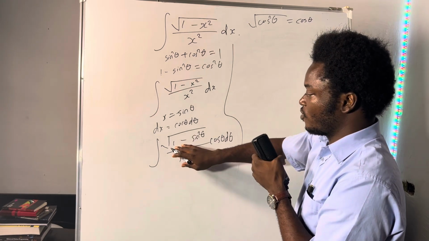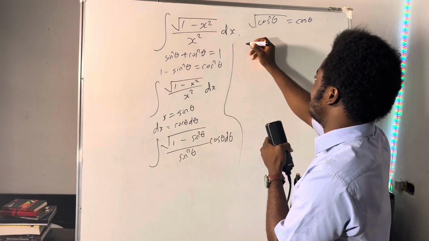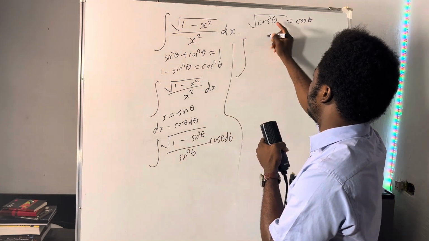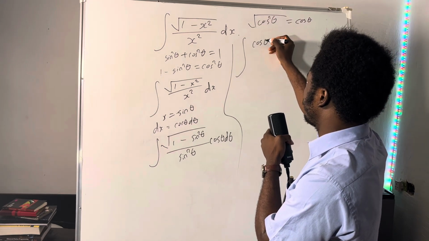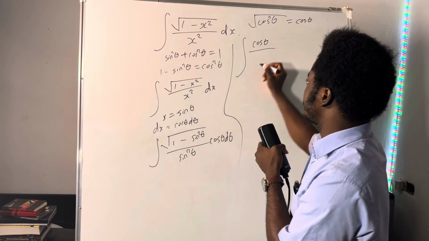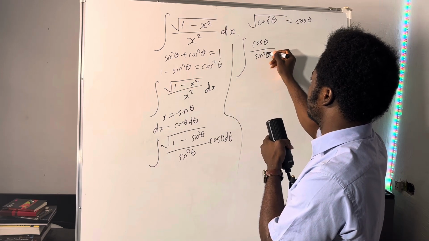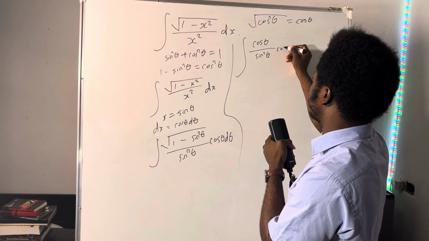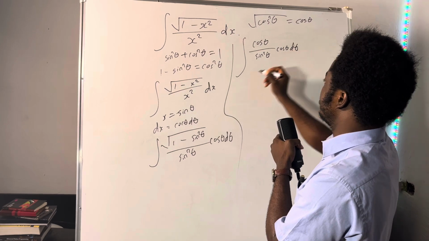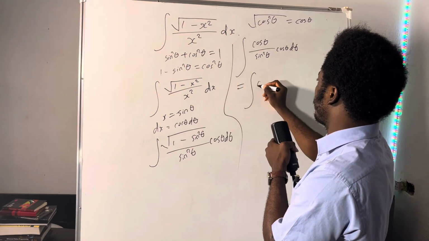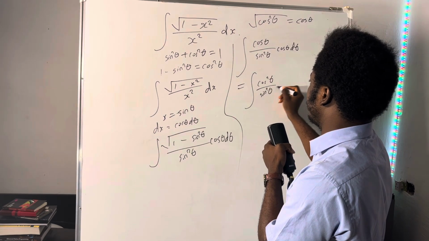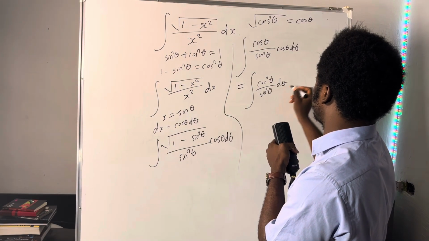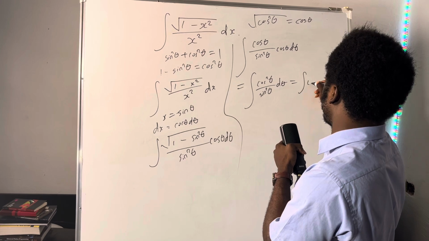So because the square root of 1 minus sine squared theta is basically the square root of cosine squared theta, which is cos theta, you have cos theta all divided by sine squared theta. Then you have cos theta d theta, and then this will become the integral of cosine squared theta all divided by sine squared theta d theta, which is basically the integral of cotangent squared theta d theta.